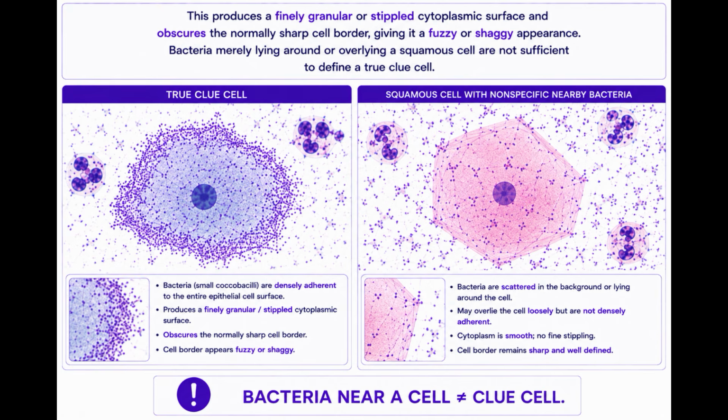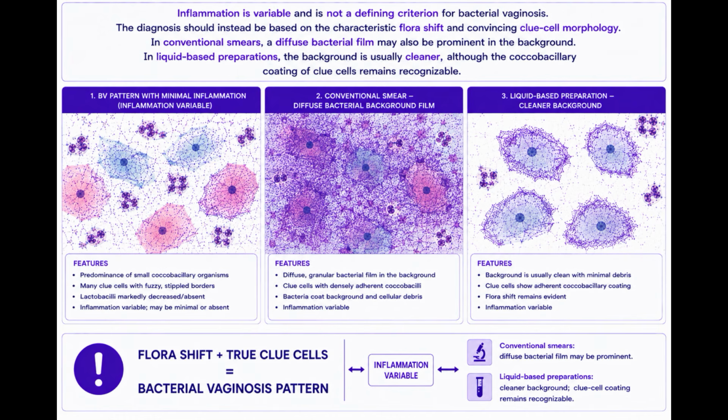Bacteria merely lying around or overlying a squamous cell are not sufficient to define a true clue cell. Inflammation is variable and is not a defining criterion for bacterial vaginosis. The diagnosis should instead be based on the characteristic flora shift and convincing clue cell morphology. In conventional smears, a diffuse bacterial film may also be prominent in the background. In liquid-based preparations, the background is usually cleaner, although the coccobacillary coating of clue cells remains recognizable.